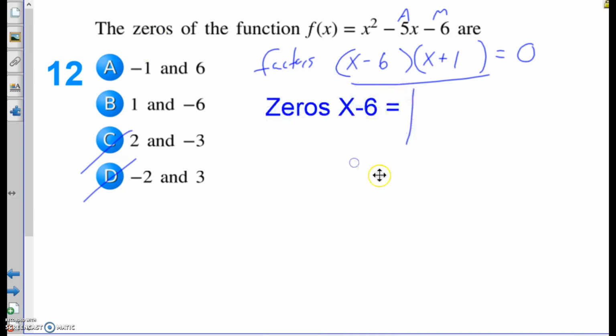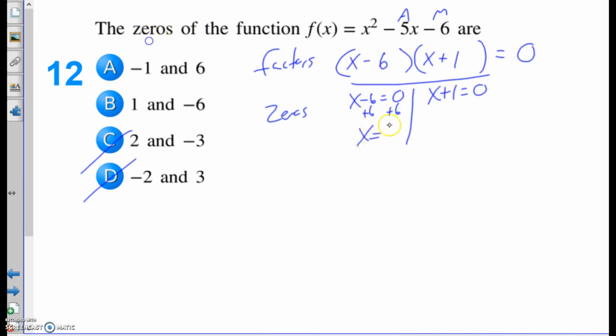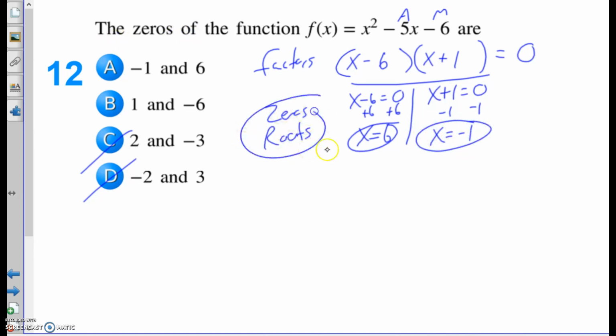See, will that work? Kind of. X minus 6 equals 0. Go back to my pen here. X minus 6 equals 0. X plus 1 equals 0. Add 6, and we end up with x equals 6. Minus 1, x equals negative 1. And so the zeros, or the roots, are 6 and negative 1. Positive 6, negative 1. So choice A.